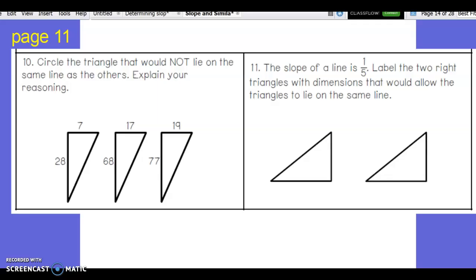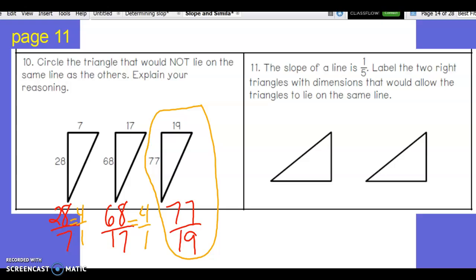Now that you've seen the previous examples that I worked, try numbers 10 and 11. Remember, two triangles will lie on the same line if they have the same slope. See if you can complete these. Hit pause and hit play when you are ready.